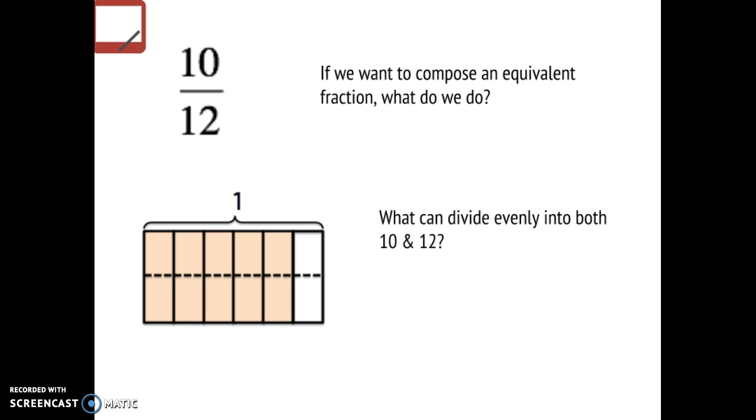Well, first you'd have to figure out what factor that both of them share. Now, I'm going to give you a second to think what factor is shared between 10 and 12. All right, well, hopefully you came up with the answer of 2. 2 is a factor of both 10 and 12. If we divide 10 by 2, that equals 5, and we divide 12 by 2, that equals 6. So that means that 10/12 is equal to 5/6.